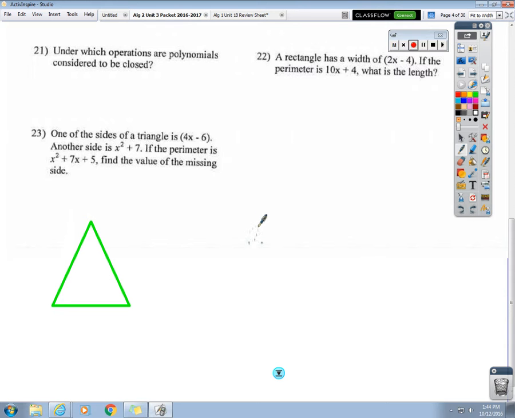One of the sides of a triangle is 4x minus 6. Okay, so I'm going to label this side of the triangle 4x minus 6. I know, draw yourself a little triangle first. Okay, another side of the triangle is x squared plus 7.